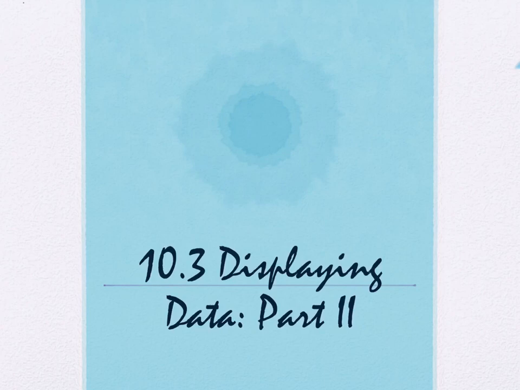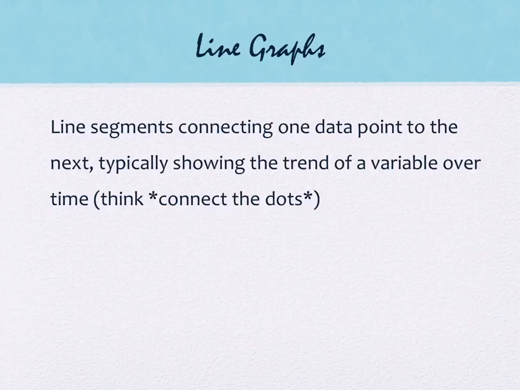You may not have thought about this one before, but it's called a line graph. A line graph has line segments connecting one data point to the next, typically showing the trend of a variable over time. Think connect the dots. So you see line graphs in the stock market, right, when it goes up and down. You saw line graphs during COVID. I mean, they put all kinds of line graphs everywhere.